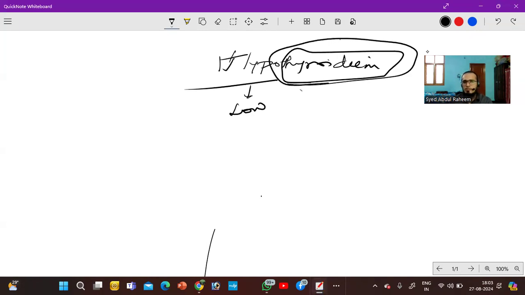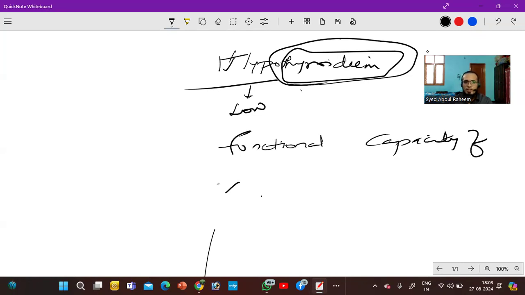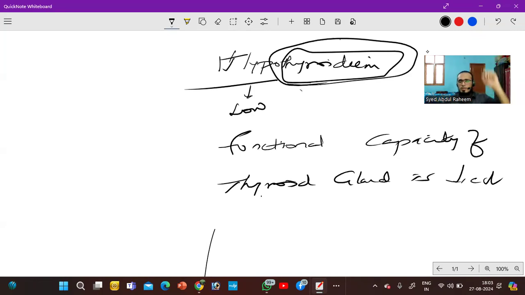Means here the functional capacity of the thyroid gland is decreased. Okay, so that's the reason we will call it hypothyroidism. Okay, what are the hormones secreted by the thyroid gland?